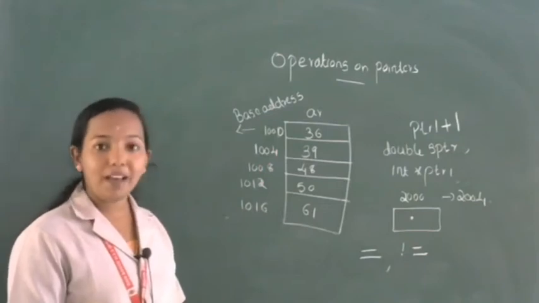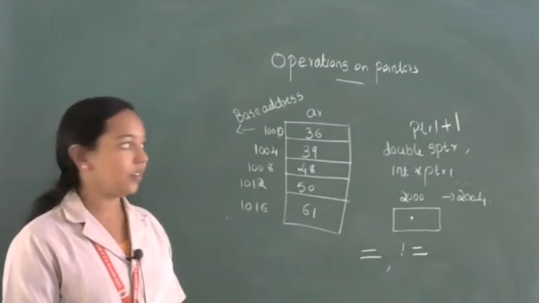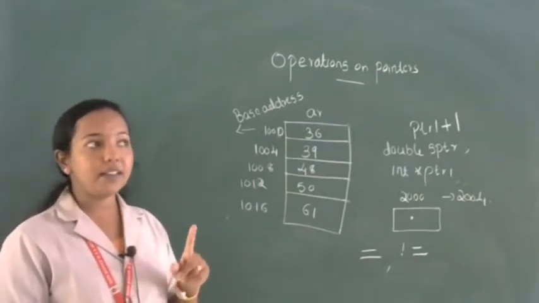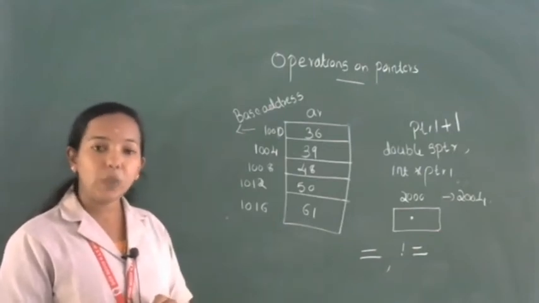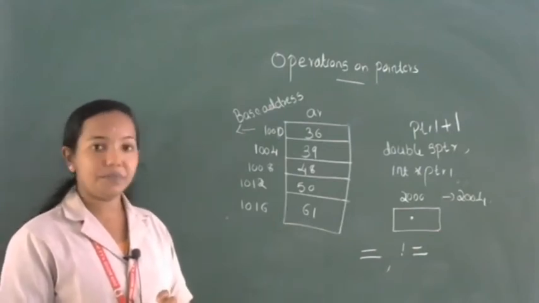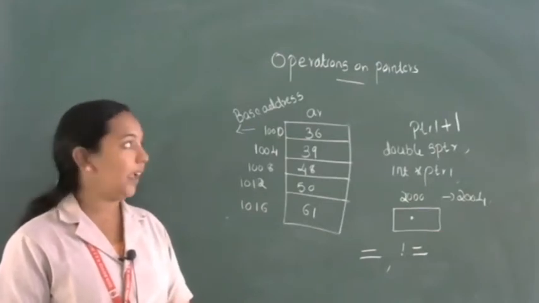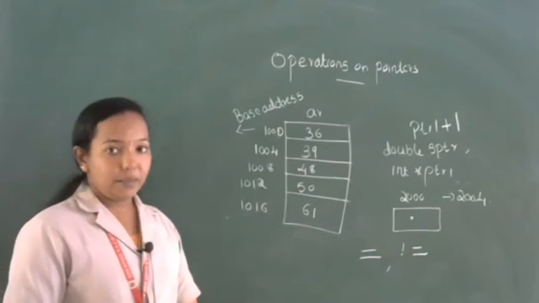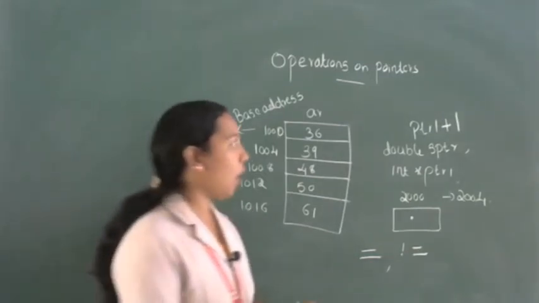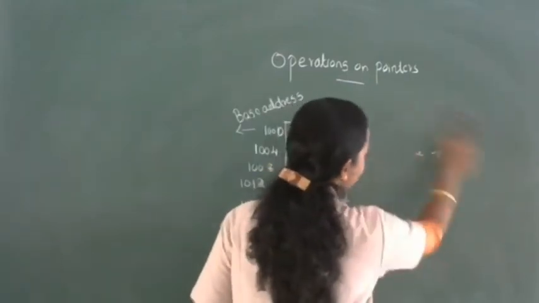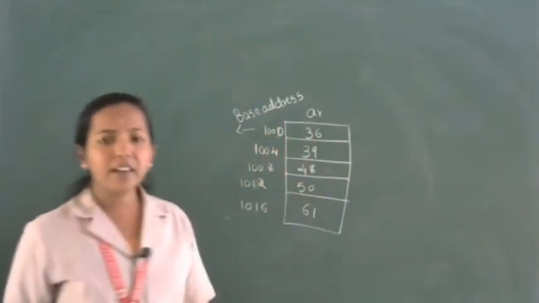So we can compare whether both the pointers have the same address or not. So in pointer arithmetic, we have the increment and decrement operators, and we can use the relational operators equal to and not equal to. So two relational operators and two arithmetic operators. Clear?